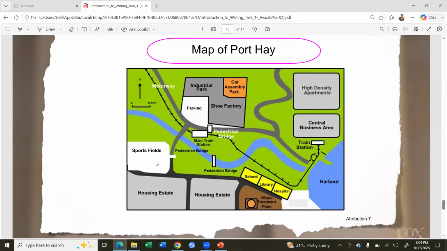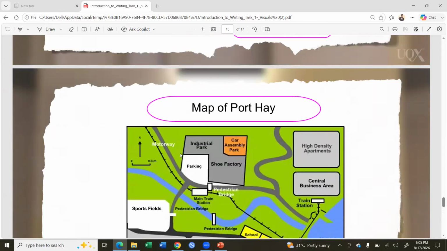It talks about this place, and as you can see here, you will have different types of information such as sports fields, housing estate, waste treatment plant, school, library, hospital, harbor, train station, central business area, car assembly park, industrial park, shoe factory, parking, pedestrian bridge, and along with, you also have all the other types of information available. So this is how a visual of a map would look like if you may get one in your IELTS writing task one.